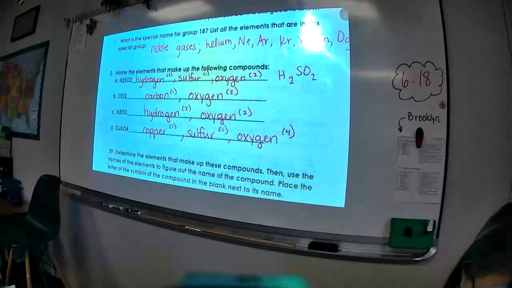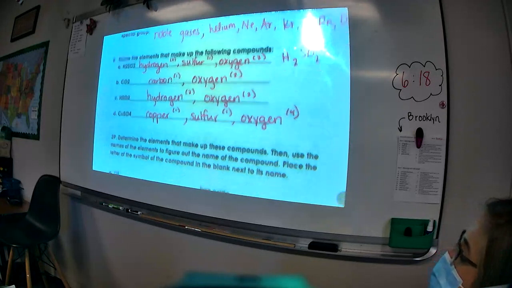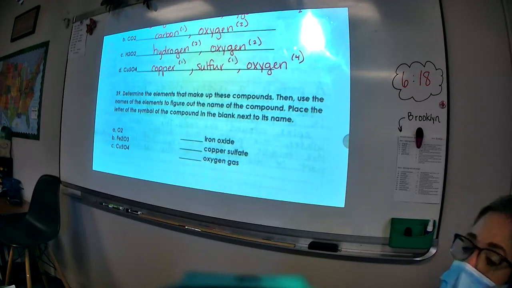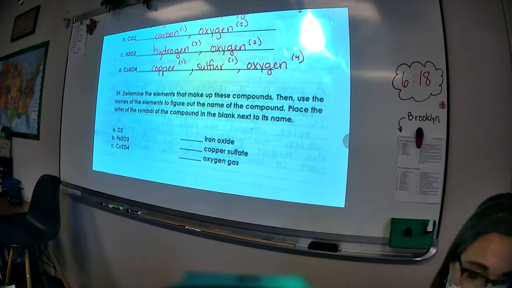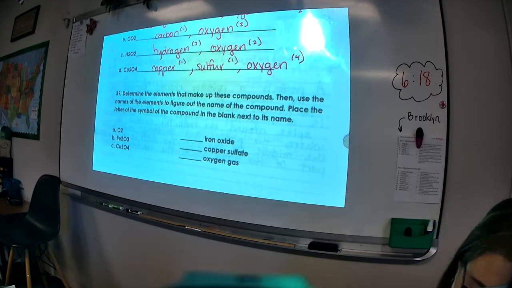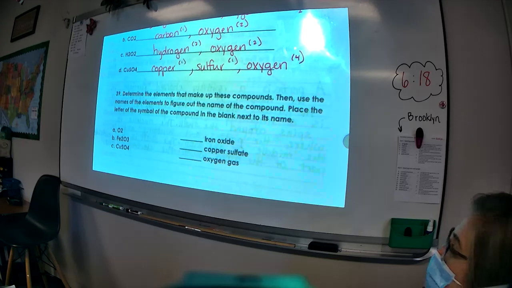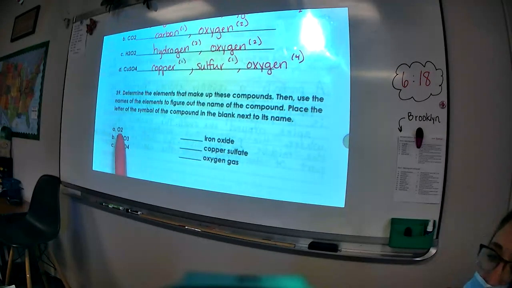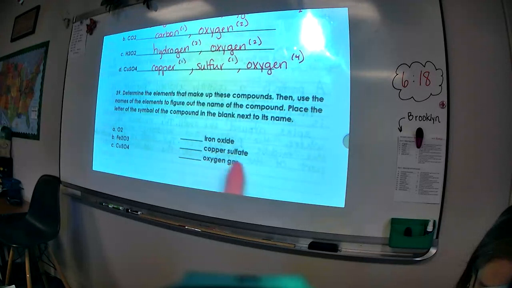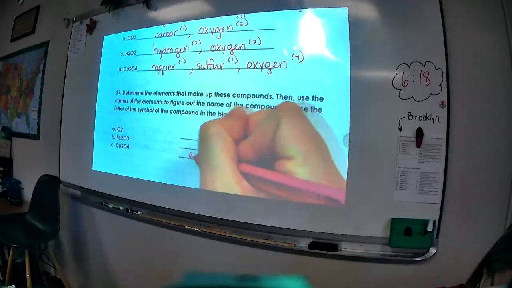Oh, interesting. All right, and then 39. This one's fun too. Determine the elements that make up these compounds. Then use the names of the elements to figure out the name of the compound. Place the letter of the symbol of the compound in the blank next to its name. So, O2. Which of these is probably the name for this compound? We know O2 has to have oxygen in it, so which of these would be its name? A? Good. Oxygen gas.